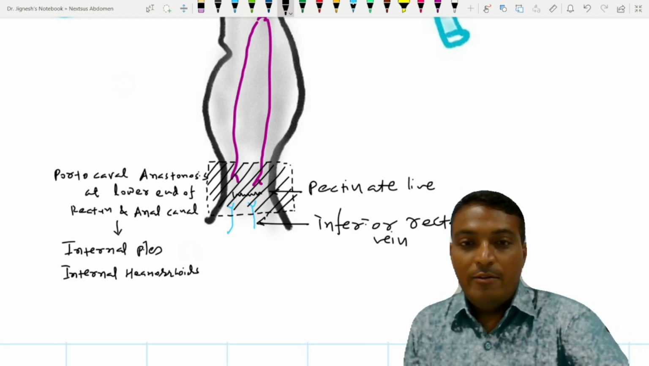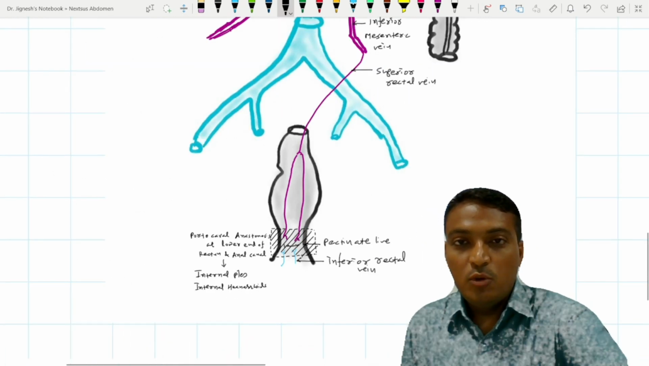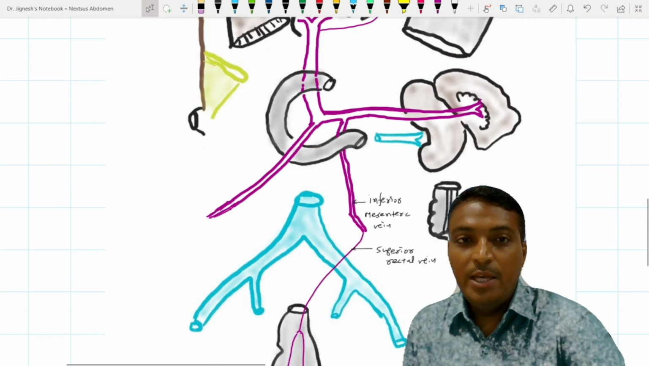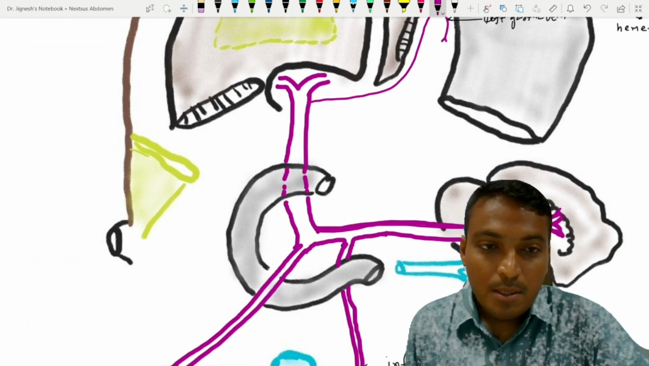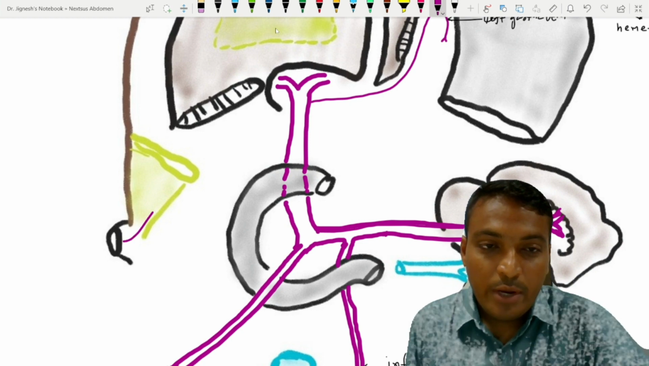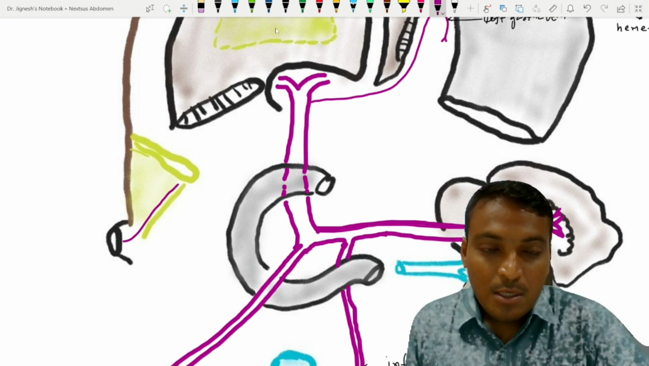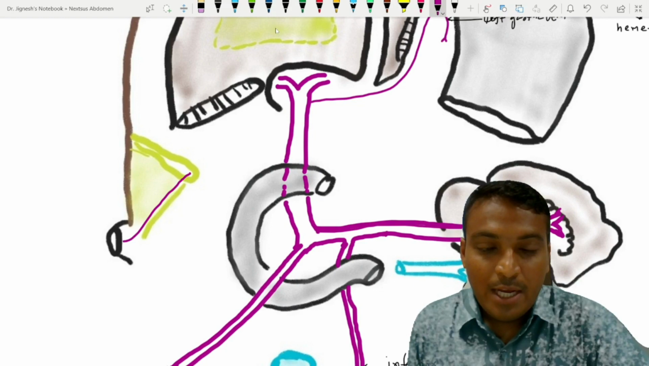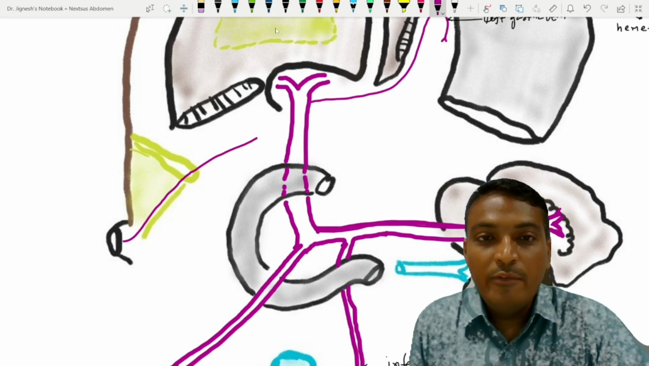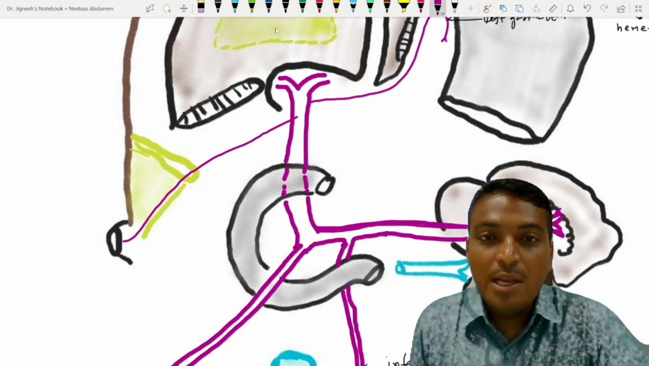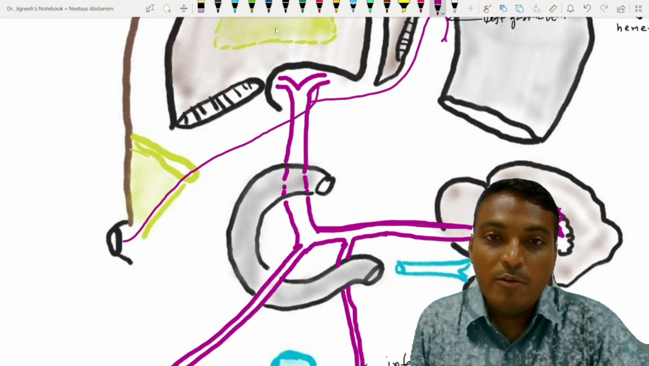The third site of the portocaval anastomosis is at the level of the umbilicus. From the umbilicus, the para-umbilical vein drains and passes under the falciform ligament, and through the falciform ligament it reaches up to the liver and drains into the left branch of the portal vein.